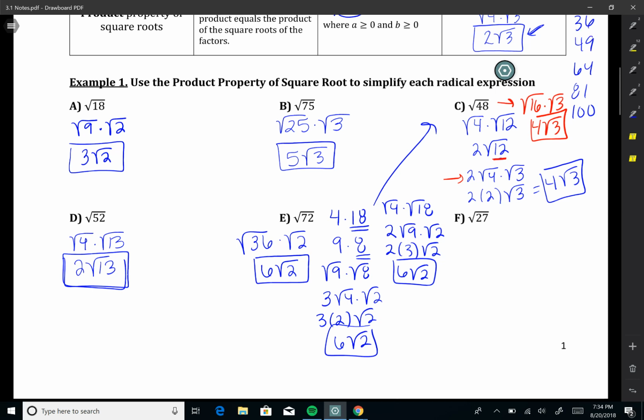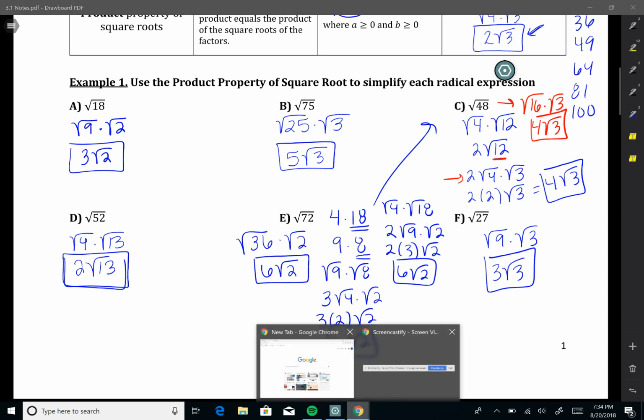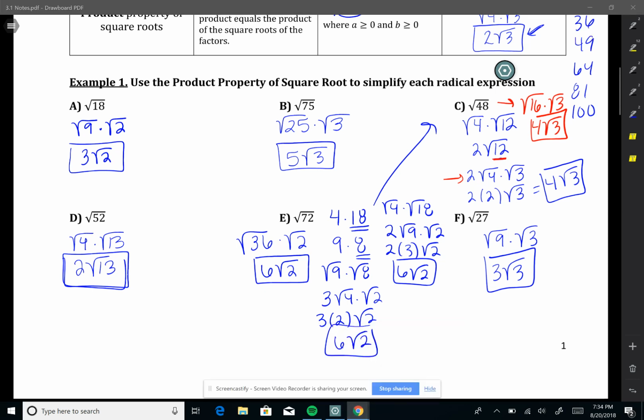My final one using the product property is the square root of 27. Does 4 go into 27? Nope. Does 9 go into 27? Yes, it does. 9 times 3. The square root of 9 is 3, and I'm left with rad 3. All right, that is the product property of square roots. Next video will be our quotient property.